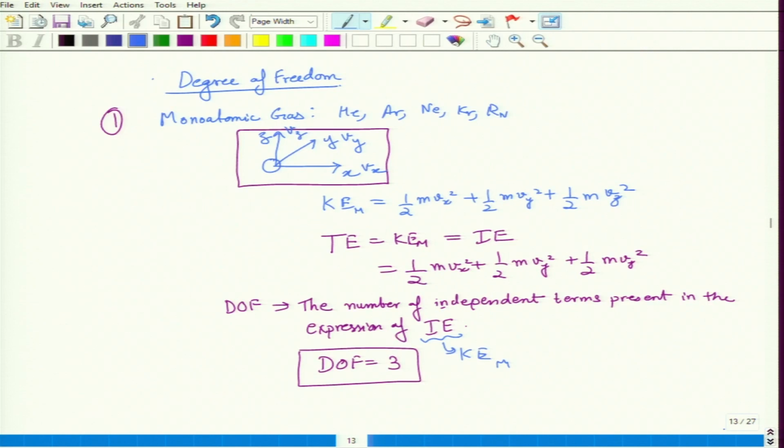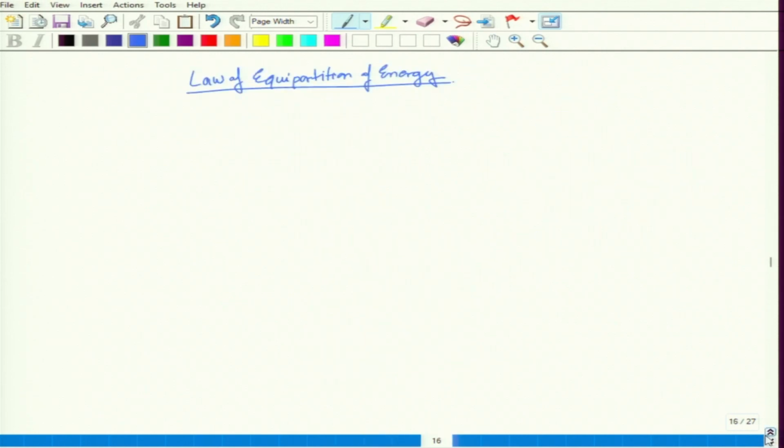So in the last class we discussed the degrees of freedom, where we found out the different degrees of freedom, and what the degree of freedom is: the number of independent terms present in the expression of kinetic energy of the molecule. Now moving ahead with this concept, we have arrived at the concept of the law of equipartition of energy.